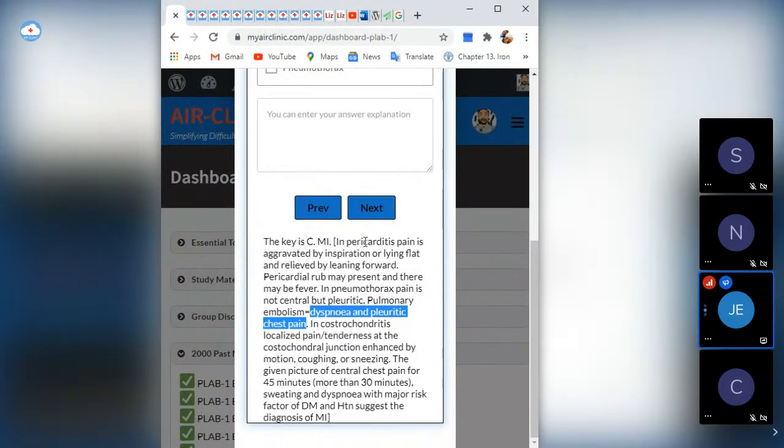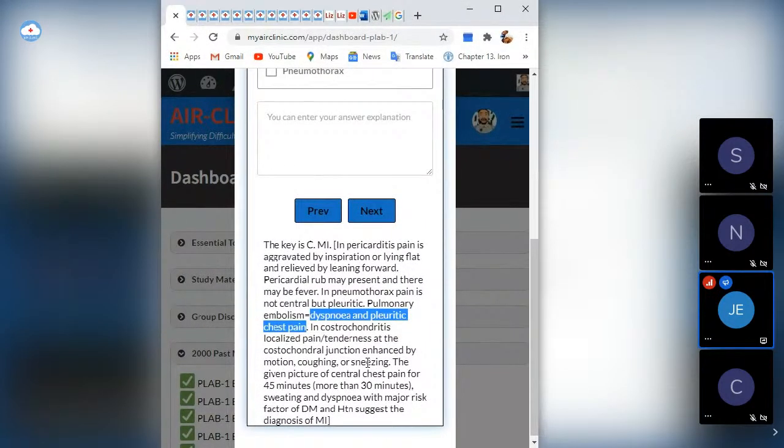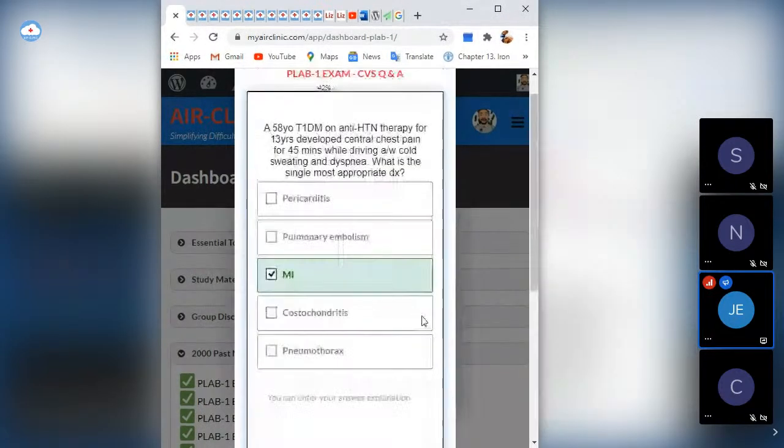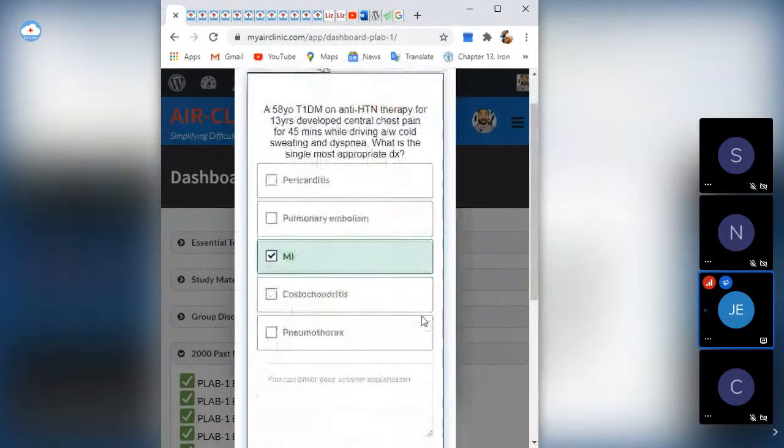Also, pain of pericarditis is also pleuritic and is worsened by lying flat and relieved by leaning forward. And costochondritis is localized to the costochondral junction, all right, enhanced by motion, coughing, or sneezing. So MI is pain more than 30 minutes, most likely MI.